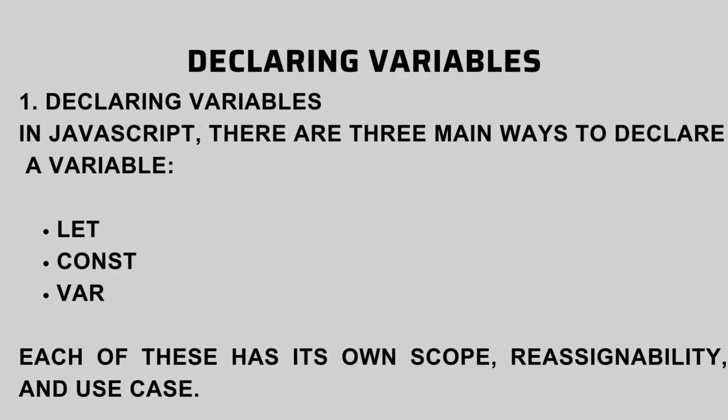Declaring variables. In JavaScript, there are three main ways to declare a variable: by let, const, var. Each of these has its own scope, reusability, and use case.